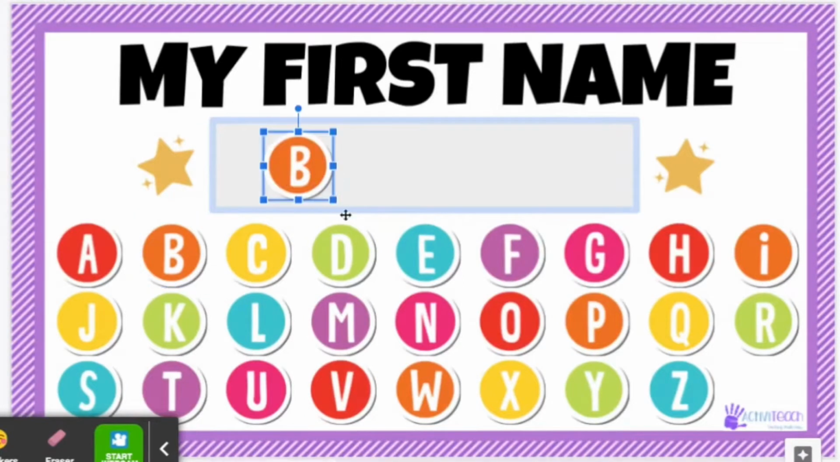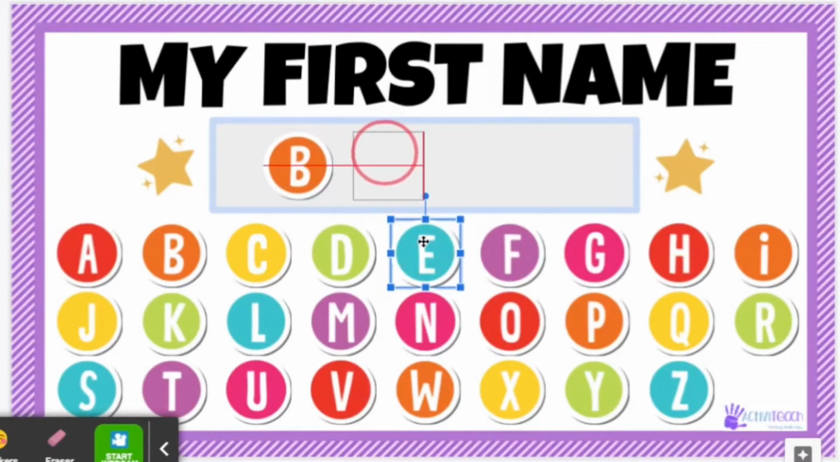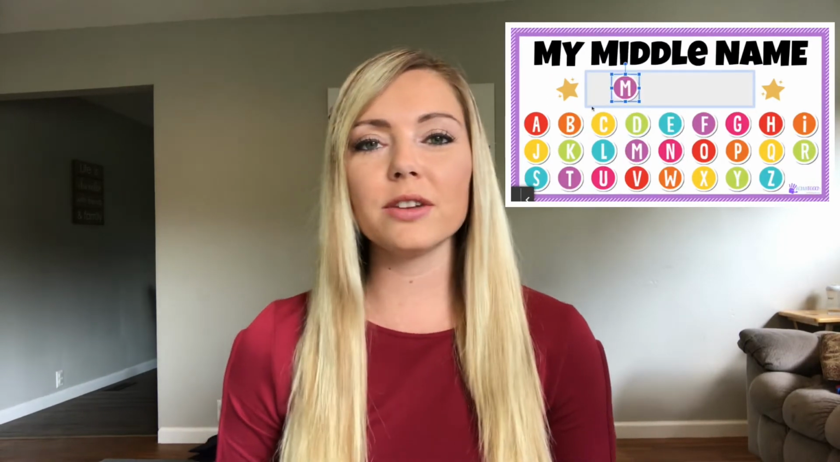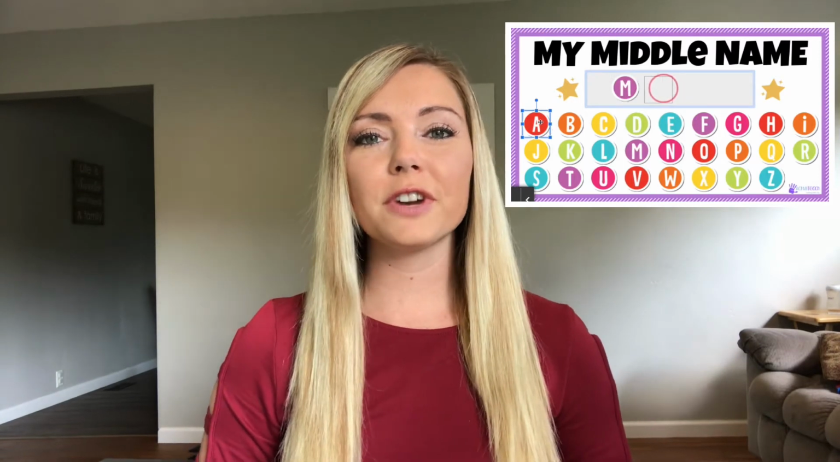The next slide that we have is my first name. So this is great for my students who are still working on spelling their names. The students will click the first letter of their first name and then drag it and so on. The next slide includes their middle name. If you want to keep this, you can, or you can delete it. After their first and middle name, of course, next is their last name.